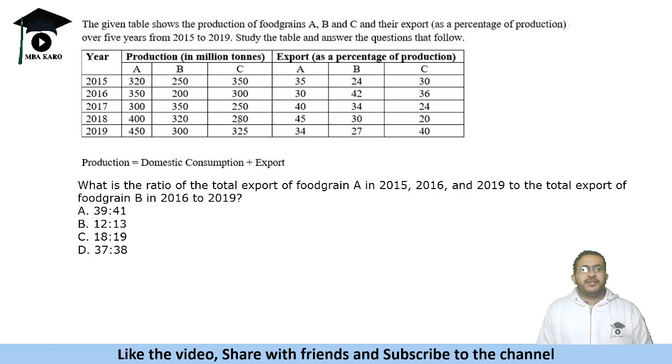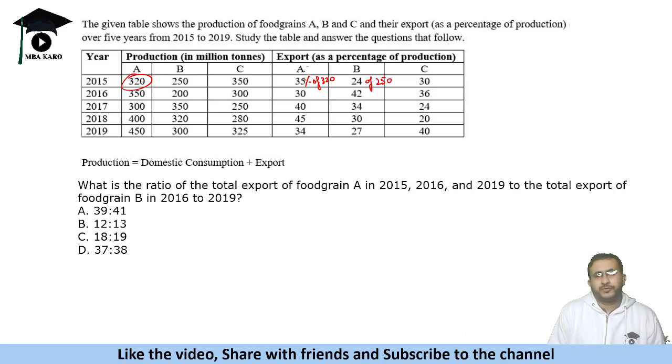Then here's the next one. It says that the table shows the production of food grains A, B, C and their export as a percentage of production. So this is the total production and export as a percent. Like this is 320, so 35% of 320. 24% of 250. So like this, the production and export is given from 2015 to 19, and we need to answer the questions based on it. Production is domestic consumption plus export. So if 35 is export, then 65 is domestic consumption.